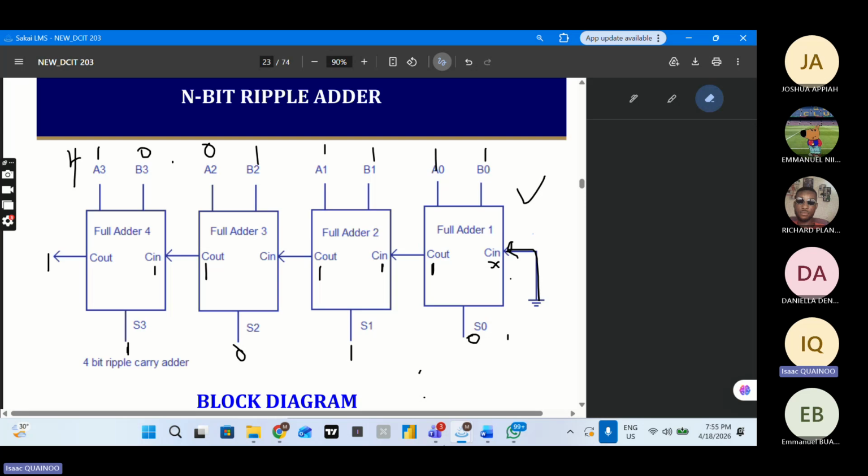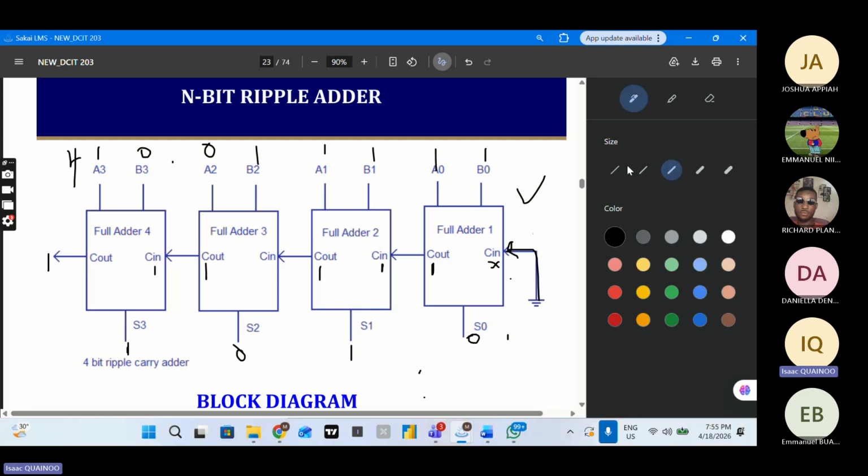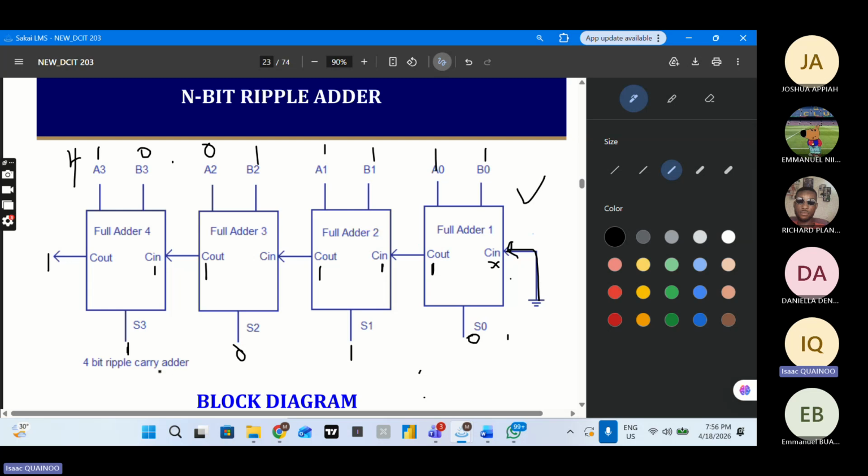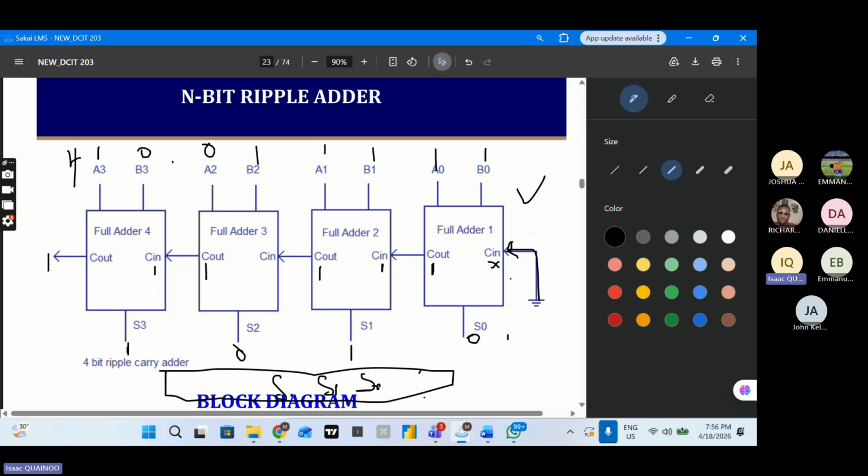And the final addition is going to be in the form of your S0. So this is going to be our sum operation here using the 4-bit ripple adder. Okay, so let me just draw this right here. We are going to have S0, S1, S2, and then we'll have our S3, and then our last C out as our last carry. So this is how our output is going to look.